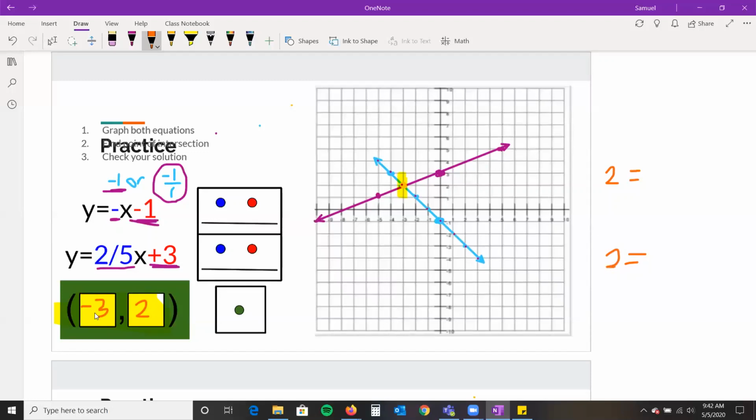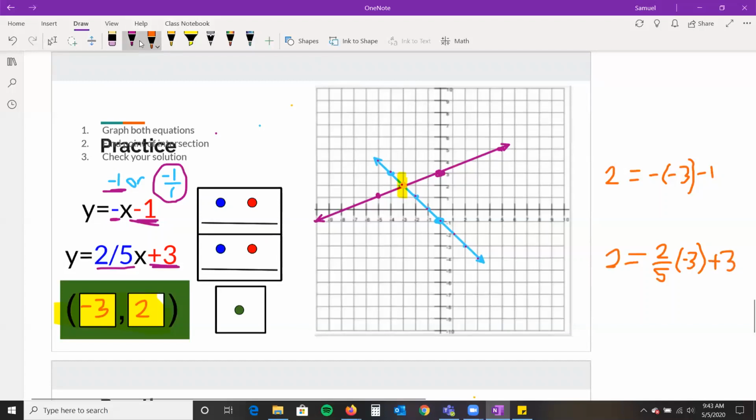And then I'm going to put a -3 anytime I see an x. So there's a negative sign, and now I see an x, so I'm going to put -3, and then a -1. To finish, the other equation has 2/5. I see an x, so I'm going to put parentheses -3, and then +3.